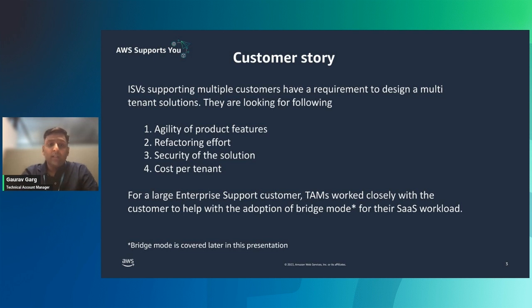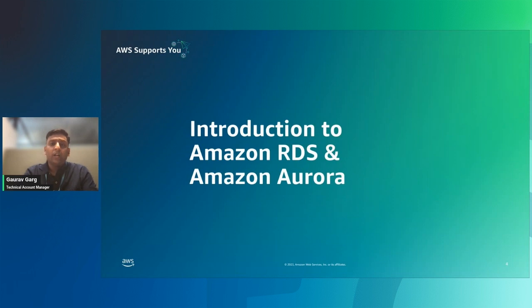So in this particular example, for this ISV based out of Chennai, the TAM on the account worked with the customer architects to first deep dive into their current design and talk about their forward-looking plans. After due deliberations, they suggested using the bridge model for their SaaS workloads. This was a happy middle path for them while the teams worked on refactoring the code to eventually move into a pool model. We'll definitely deep dive into the bridge and the pool models in the coming slides. So please stay tuned. Before we move any further, I would like to get us started with introductions to what is Amazon RDS and Amazon Aurora.